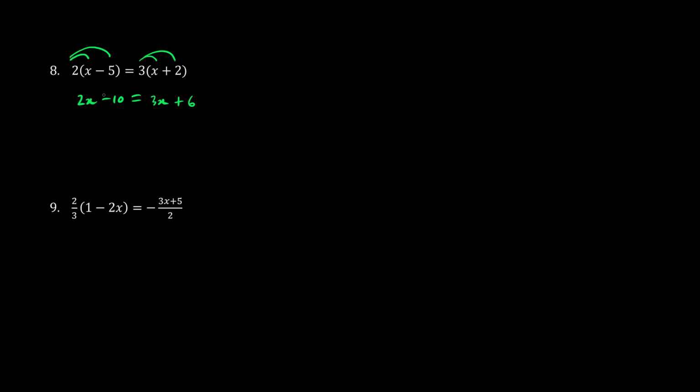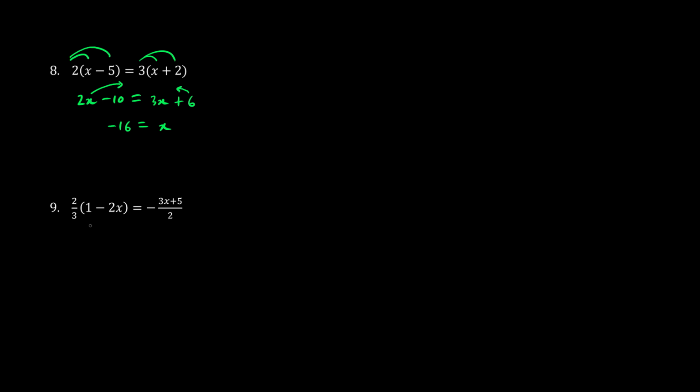Let's throw the 2x over. When we throw the 2x term over, it becomes negative 2x. So 3x minus 2x is simply x. And we're going to throw the 6 over. Positive 6 when you throw it over becomes negative 6. Negative 10 minus 6 is negative 16.